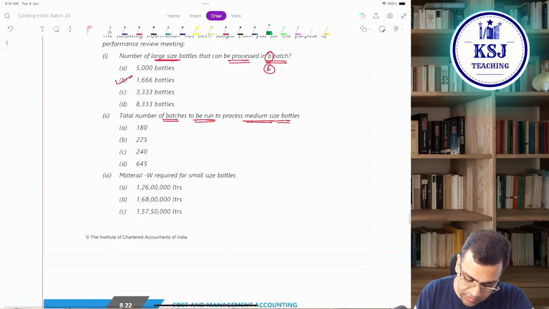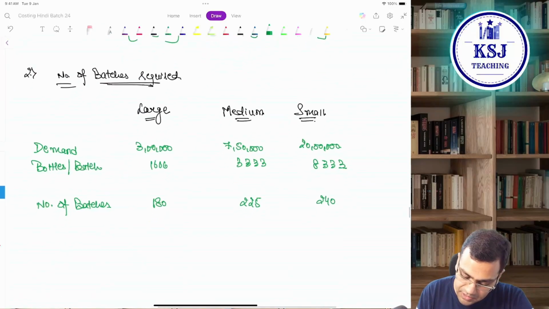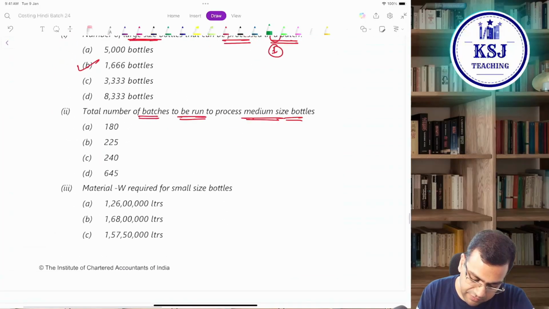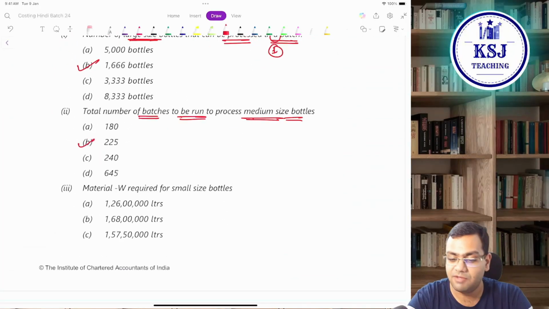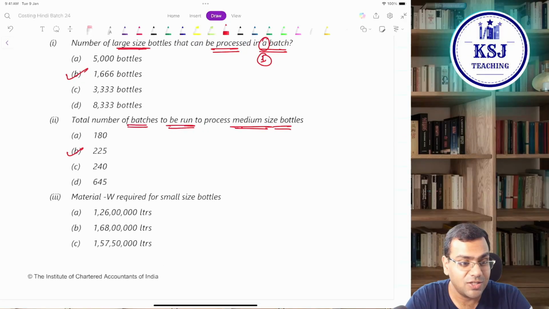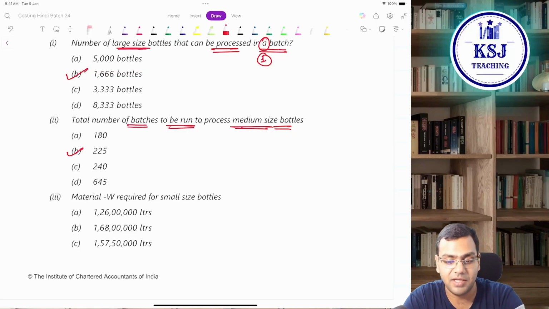Clear? So let's see the answer here. For the medium size, it is 225 batches. See, the ICAI will play very smartly. They have given you all the answers, for the small bottle and large bottle also. So you have to tick the right answer very, very carefully.